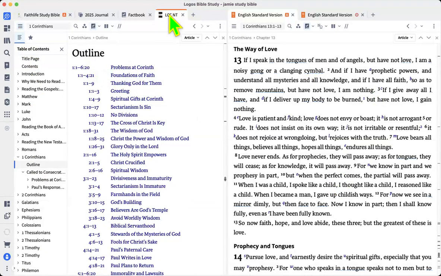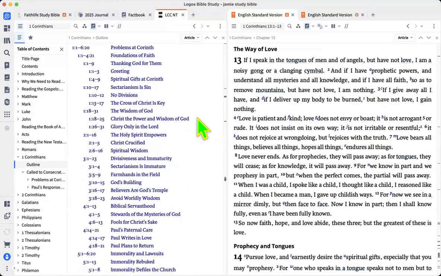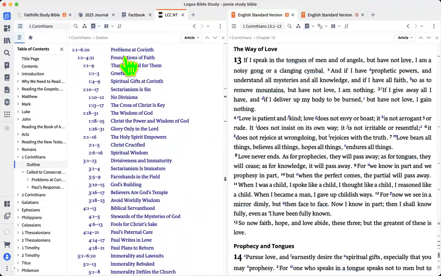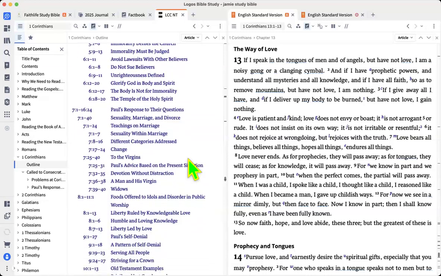So here's an outline from the Lexham Context Commentary. It says, problems at Corinth. The first 6 chapters is Paul discussing the problems that were happening at that church. If I scroll down, what's great about this commentary is it's doing a bunch of subdividing, summary, and context for each of these passages. It's really an amazing resource.